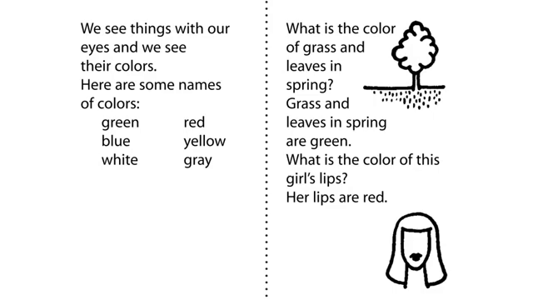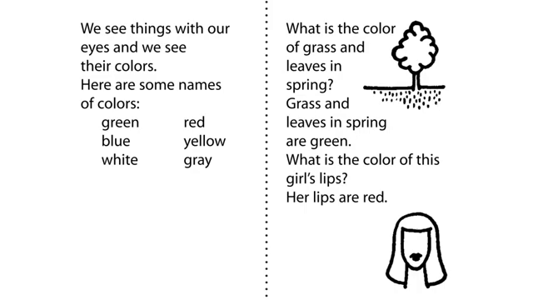We see things with our eyes and we see their colors. Here are some names of colors: green, blue, white, red, yellow, gray. What is the color of grass and leaves in spring? Grass and leaves in spring are green.